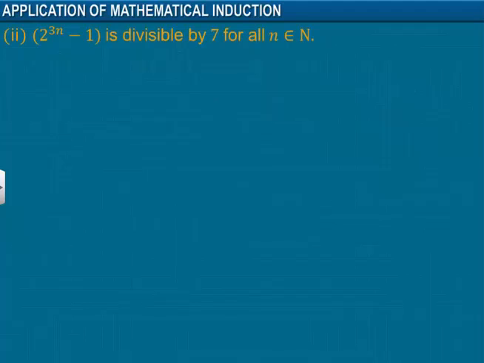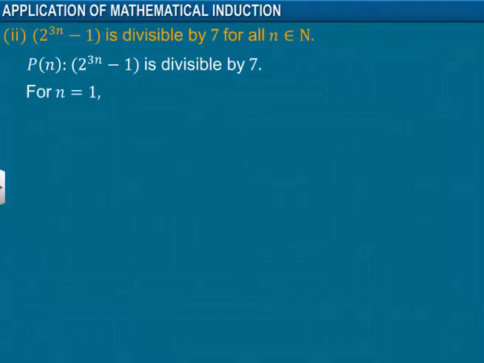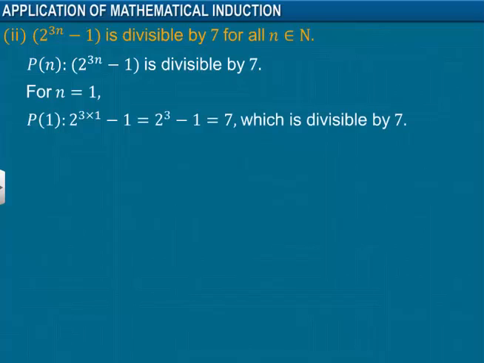The second statement is 2 raised to the power 3n minus 1 is divisible by 7. We have to prove that the expression is divisible by 7 for all natural numbers n. Let this statement be P of n. First, consider the value of n as 1. On replacing n with 1 in the statement, we get 7, which is divisible by 7. Therefore, P of 1 is true.